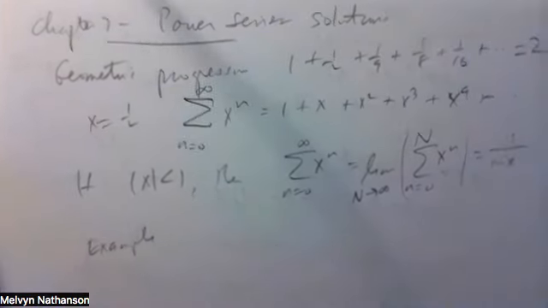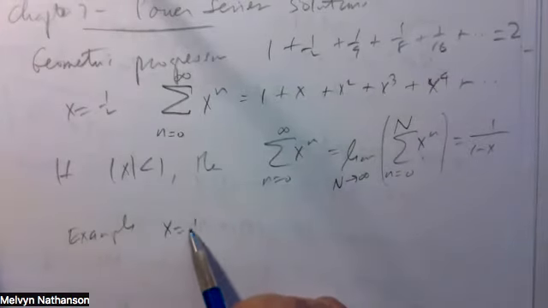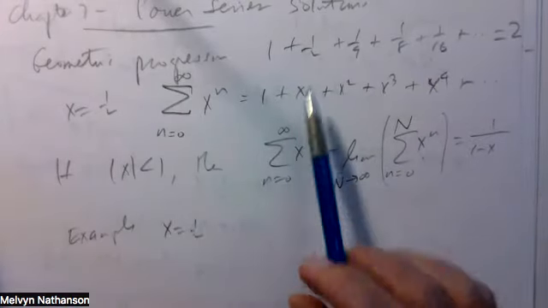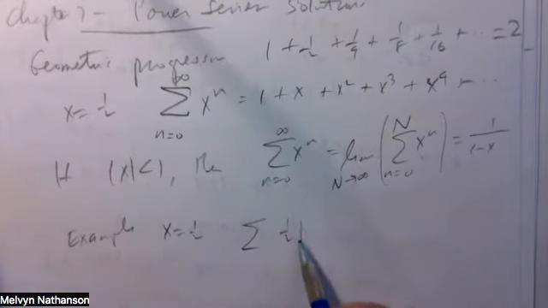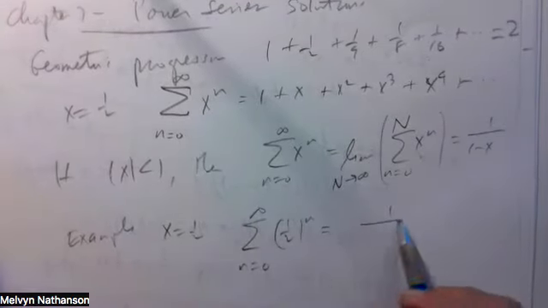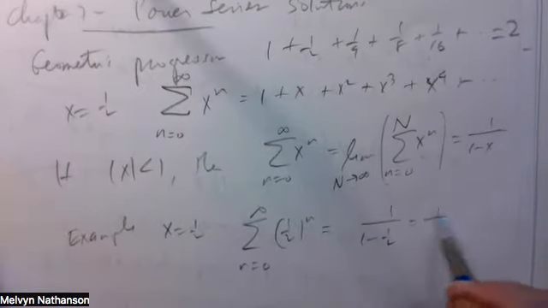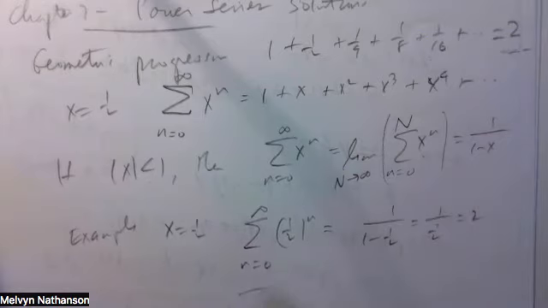So, for example, in this case that I started with, x is a half. We're looking at powers of a half. So the summation of 1 half to the n, n goes from 0 to infinity. A half is less than 1. It's 1 over 1 minus a half, which is 1 over a half, which is 2. That's what we got there.